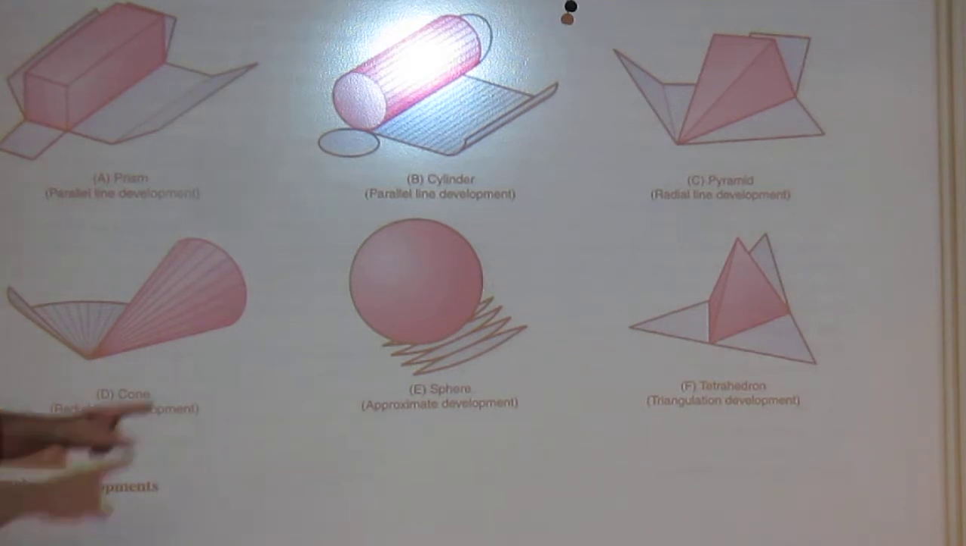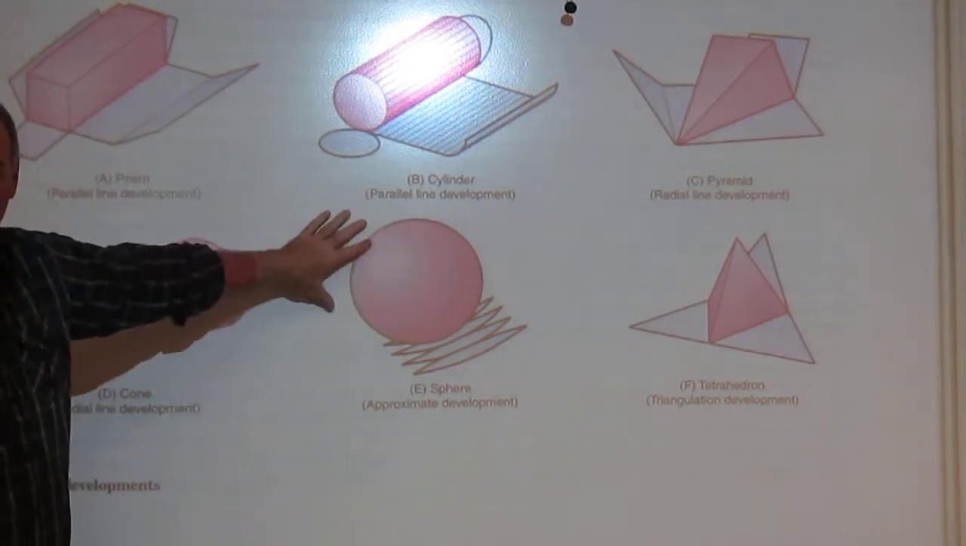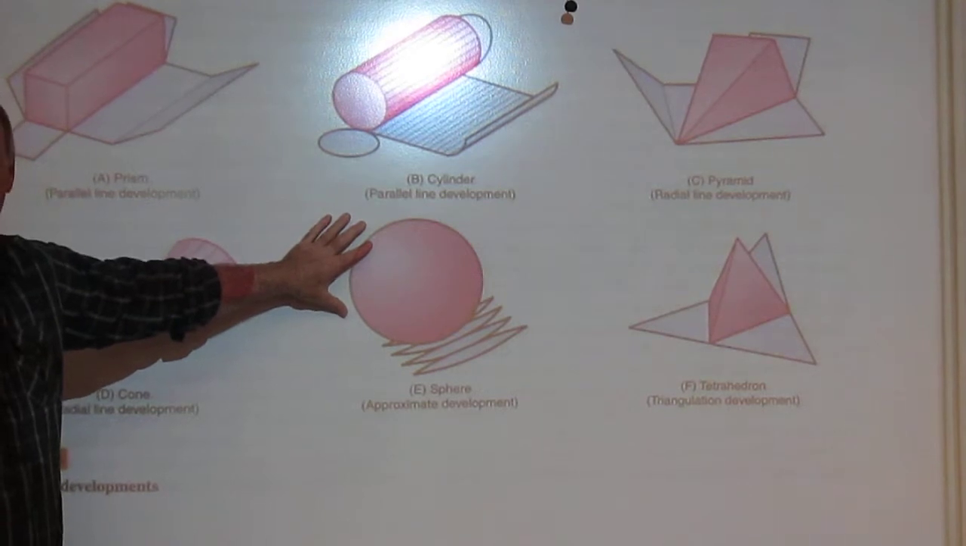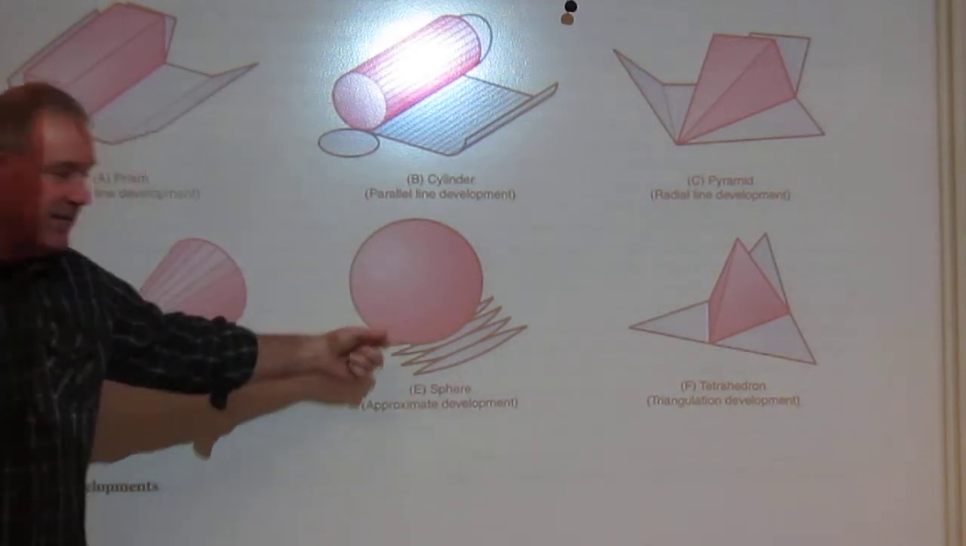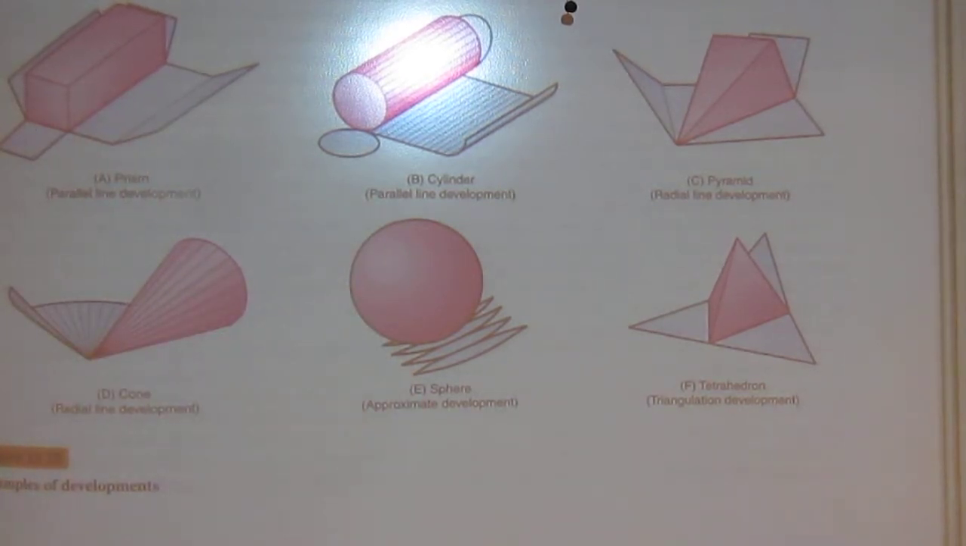Now, you do have two others down here. I've never done this type, an approximate. I've just read on it. This is when we get spherical surfaces.